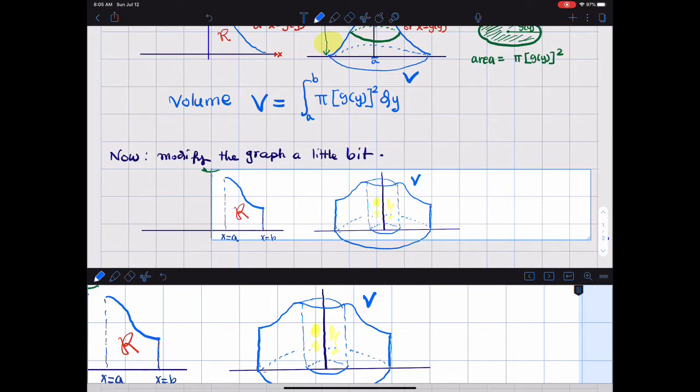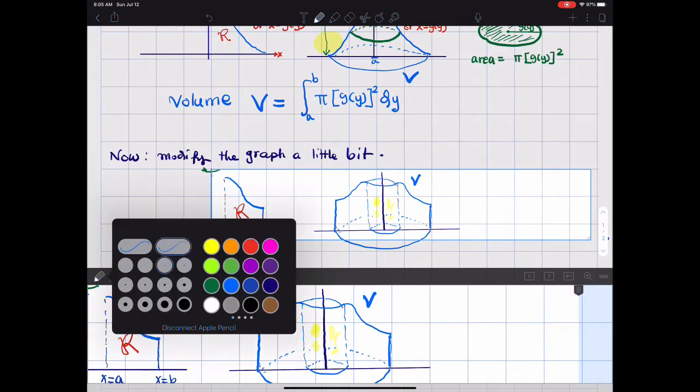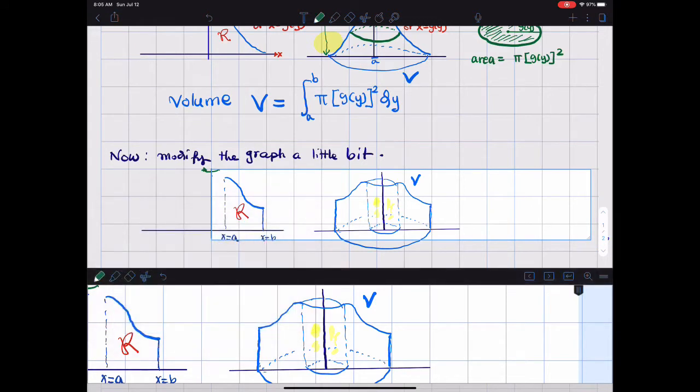Now, think about our usual approach, which is to get a slice. And I'm going to tell you what's wrong with that. If we try to get a cross-sectional slice from here, we get a disc. That's fine. But this disc is formed by the function.